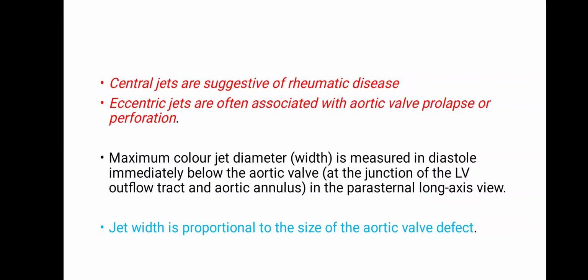Central jets are suggestive of rheumatic disease. Eccentric jets are often associated with aortic valve prolapse or perforation. The maximum color jet diameter width is measured in diastole immediately below the aortic valve at the junction of the LVOT and aortic annulus in the parasternal long axis view. Jet width is proportional to the size of the aortic valve defect.